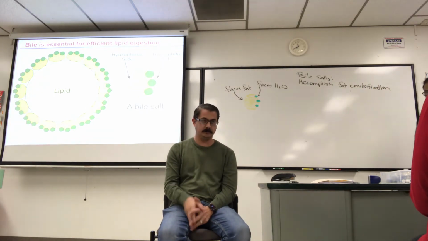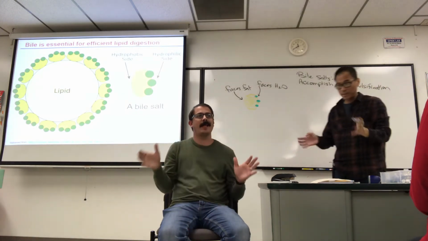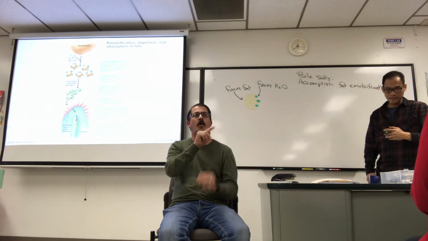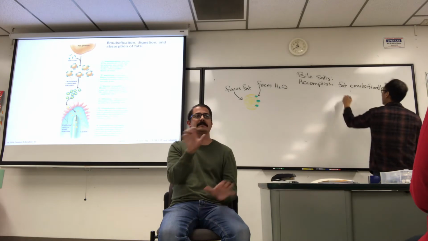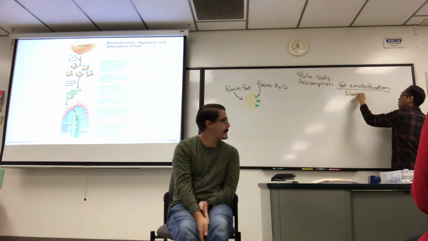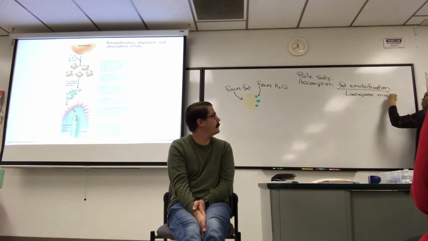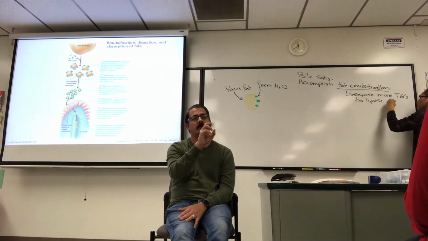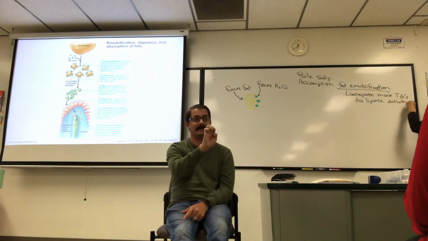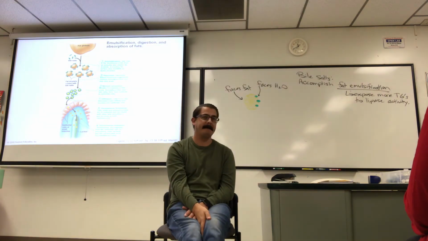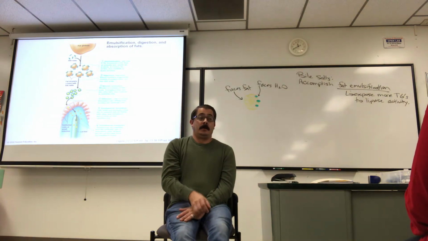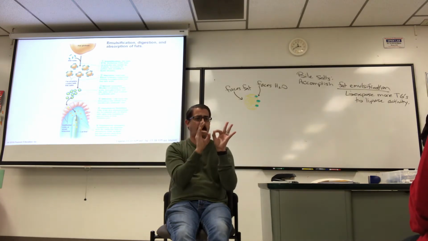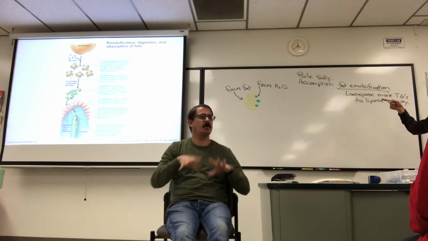Fat emulsification aids in the digestion process. It's not fat digestion, but it helps it, because what you're doing is exposing more triglycerides to lipase activity. Expose more TGs, that's triglycerides, to lipase activity. And by doing that, you're breaking big fat globules down into smaller fat droplets, and that makes them easier to absorb by the lacteal. That's what's shown in this picture here.